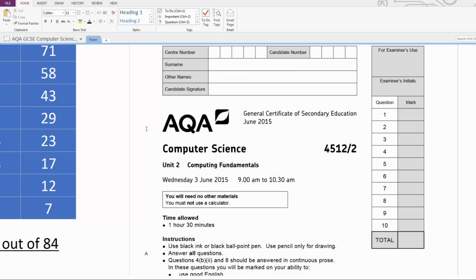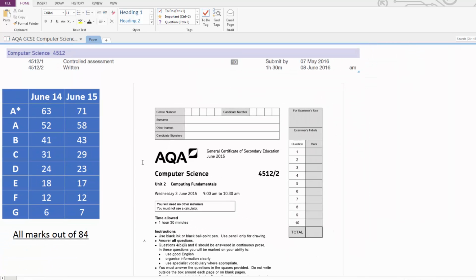Welcome, I'm going to take you through the AQA GCSE Unit 2 Computing Fundamentals paper. It's just computer science. This is the June 2015 paper. We need to zoom out.